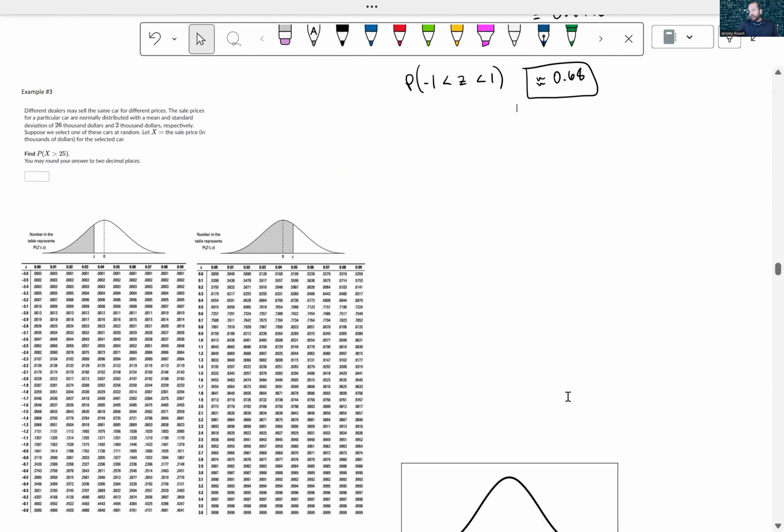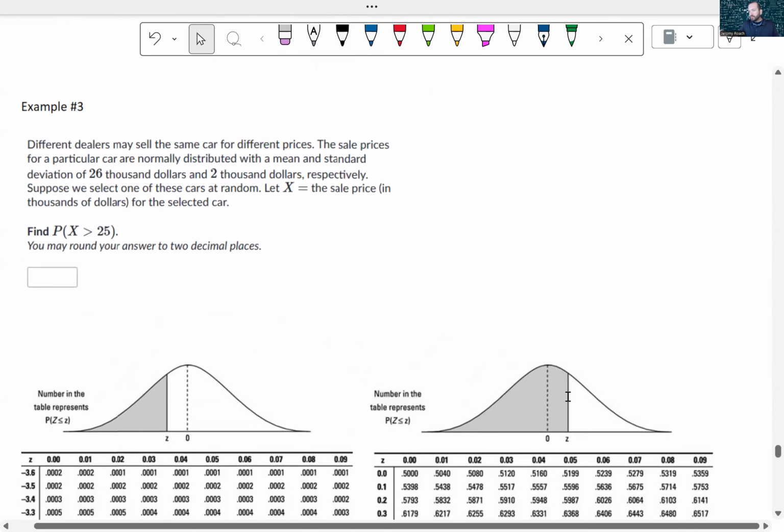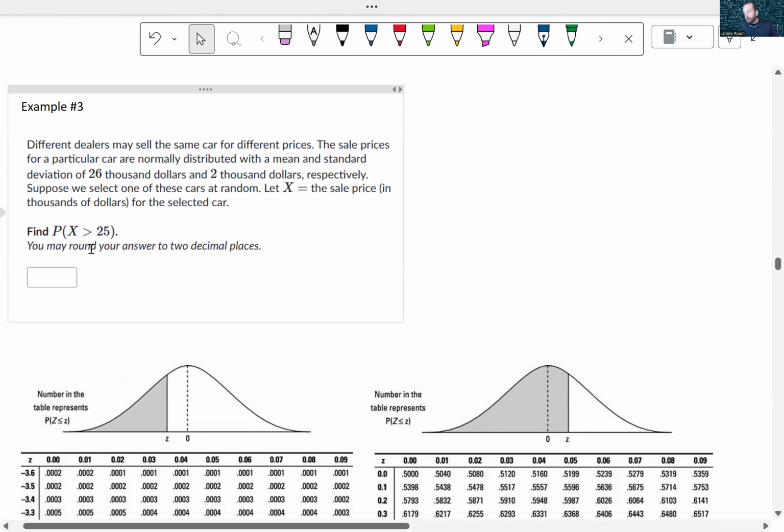All right, let's take a look at one more here. This one is asking us to find the probability that x is greater than 25. And I included this problem in here because, again, our z-score table, when we're looking at z-scores, it represents values that are less than. And this is asking us to find the probability that x is greater than 25.